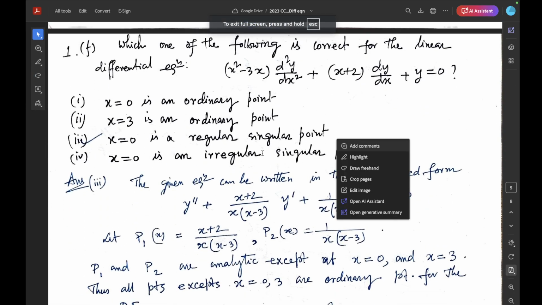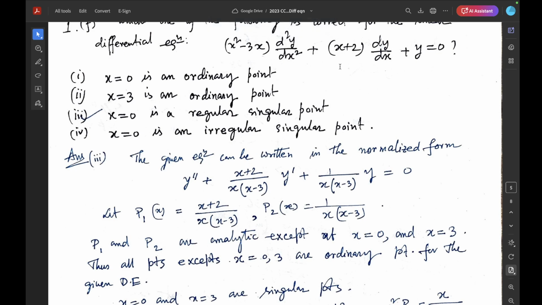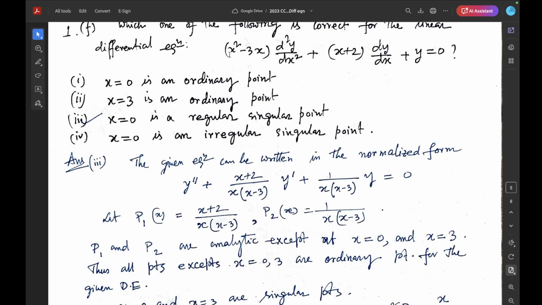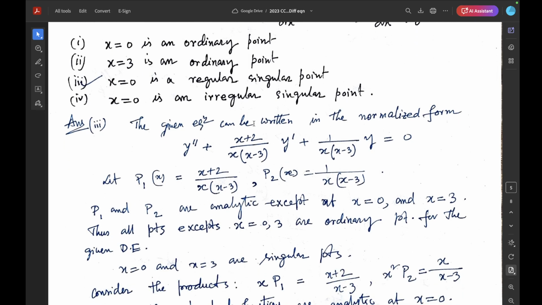Now the given differential equation we can write in normalized form: y double dash plus p1 y dash plus p2 y equal to 0. Dividing by x square minus 3x, taking x common, x into x minus 3, we get the normalized form. Let p1 equal to (x plus 2) by x into (x minus 3), and p2 equal to 1 by x into (x minus 3).